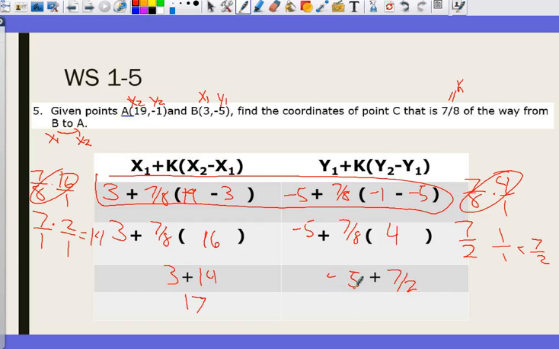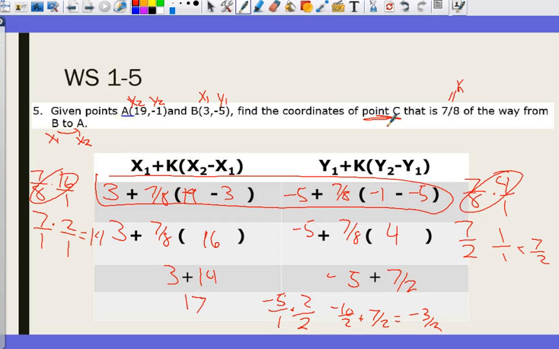-5 plus 7/2. We have to fix one term because it does not have the right denominator. So we need this to have a 2 on the bottom. So we have -5/1 times 2 on the bottom. If we do 2 on the bottom, we have to do 2 on the top. -10/2 plus 7/2 is -3/2.